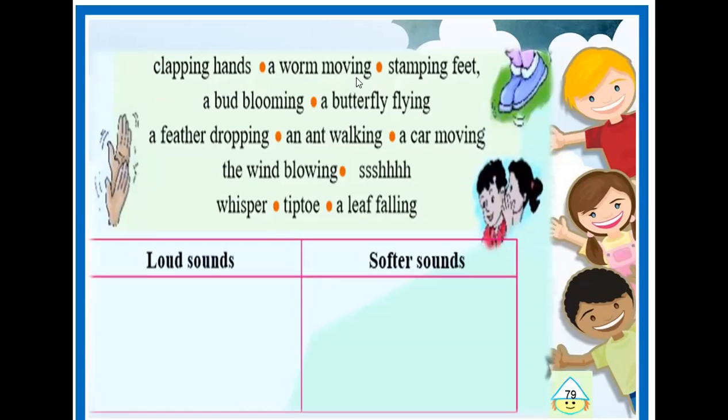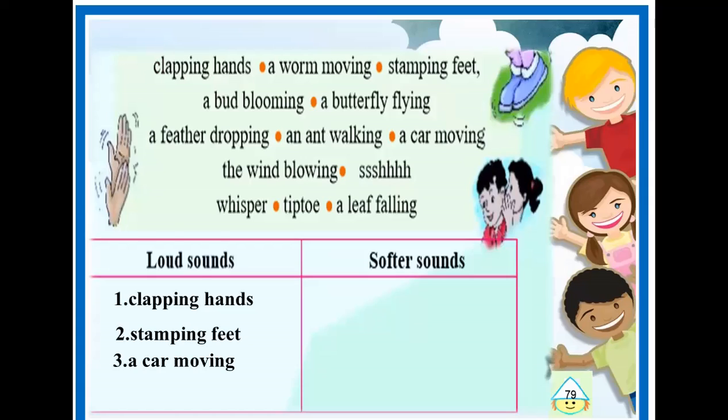Clapping hands, a worm moving, stamping feet, a bud blooming, a butterfly flying, a feather dropping, an ant walking, a car moving, the wind blowing, shh, whisper, tiptoe, and finally, a leaf falling. The phrases that go in the first box are clapping hands, stamping feet, and a car moving, whereas a whisper, shh, and the wind blowing are all softer sounds.